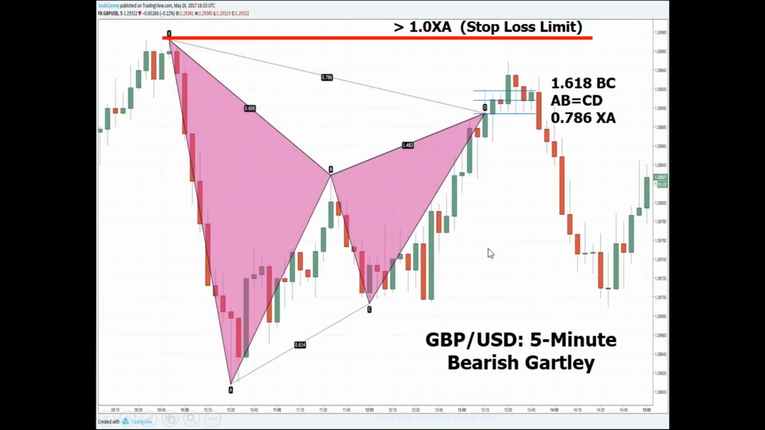Here we've got another example of the British pound US dollar. This time it's on a 5-minute chart. That's an interesting note because harmonic patterns form in all markets on all time frames. So the measurement rules that we apply are universal, and we just treat them based upon the time interval that they're identified. That's the primary time frame.